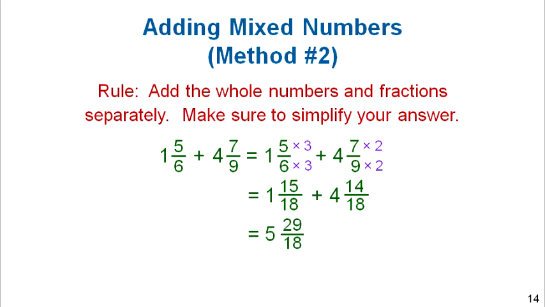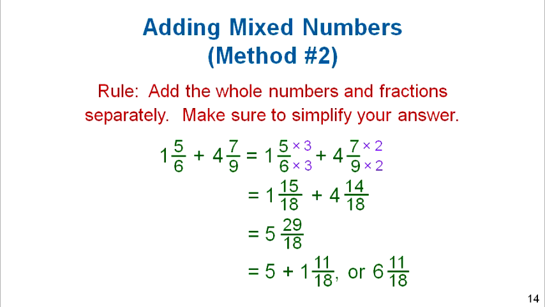Now, note that 1 plus 4 is equal to 5, and that 15 over 18 plus 14 over 18 is equal to 29 over 18. However, this is not simplified because it is both an improper fraction and a mixed number. If you convert the 29 over 18 to a mixed number using the rule that we talked about earlier, you should find that 29 over 18 is equal to 1 and 11/18.